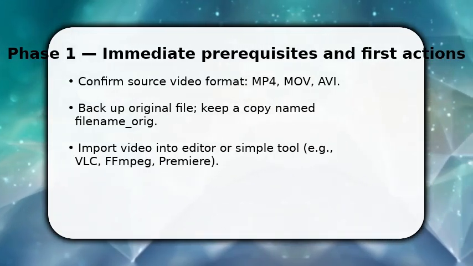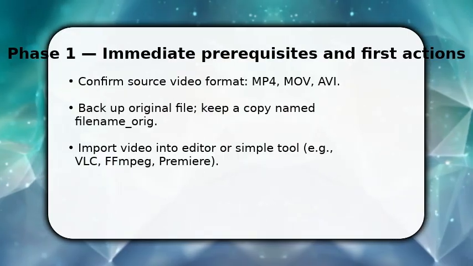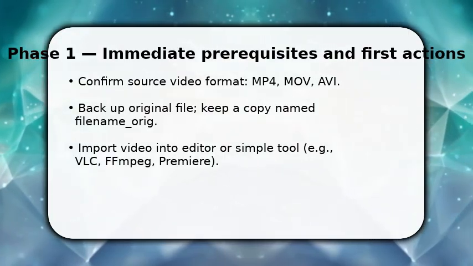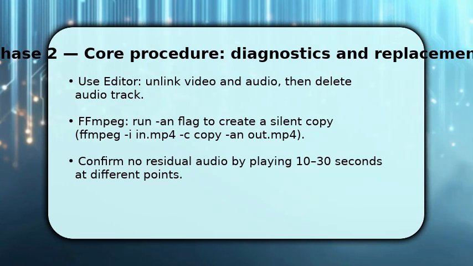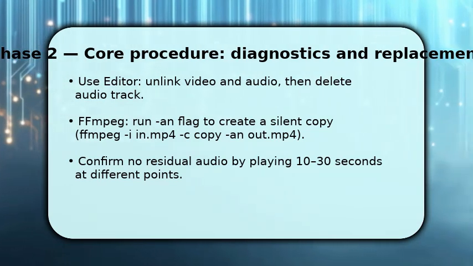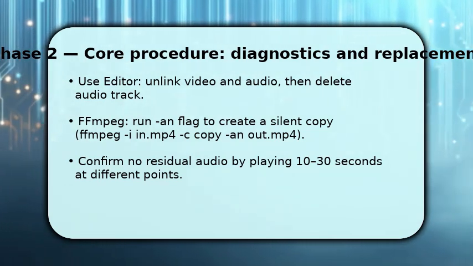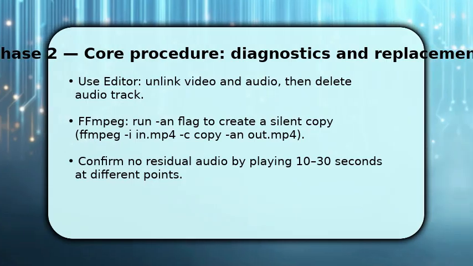Next, mute preview audio so you can work without feedback loops. Proceed to isolate the audio layer for removal. Now perform the removal step. In a GUI editor, right-click, unlink video and audio, then delete the audio track and export with original codec settings.